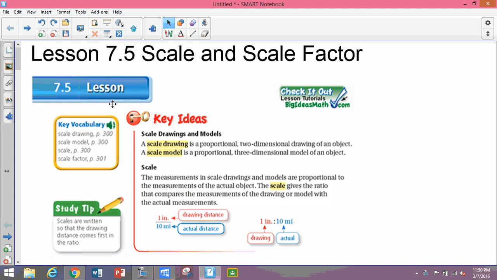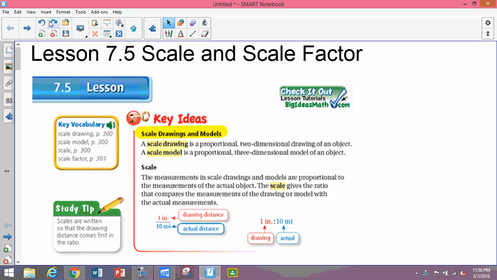This lesson is lesson 7.5, scale and scale factor. So scale is when you have a map or a model of something that is smaller than the actual object, or sometimes bigger than the actual object, like if you're looking through a microscope. But normally it's a model or a map that's smaller than the actual thing you're talking about.